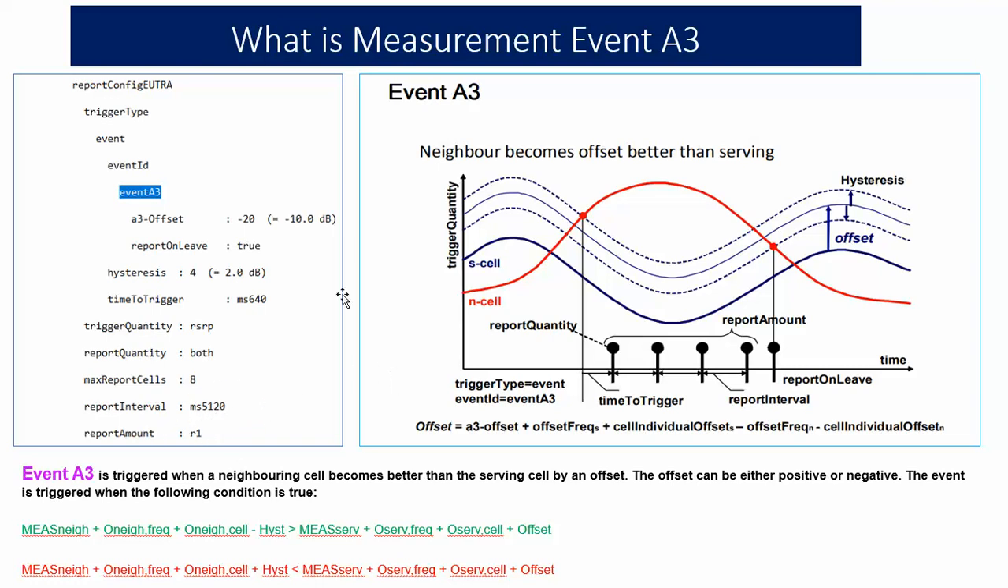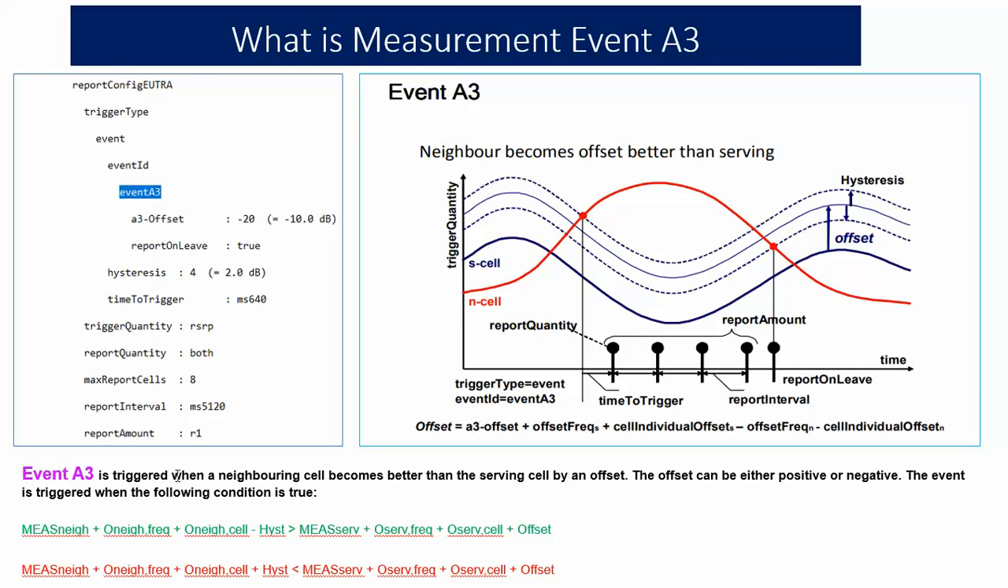So we can check in the RRC reconfiguration what is configured in their network, and after that we can decide what action to take on the basis of the event. So first of all, we should know the definition of A3.